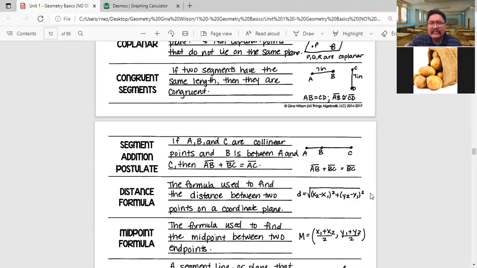Okay, some of these I might skip, like these 2, distance formula and midpoint formula. I'm going to skip those because there is an entire lesson on their own for just those 2 things. But I am going to cover the addition segment postulate, or this one here. Now here I have 3 points, A, B, and C. They are collinear, which means they're all on the same line, and B is between A and C. So here's, again, A, B, and C, they're collinear. B is between A and C.